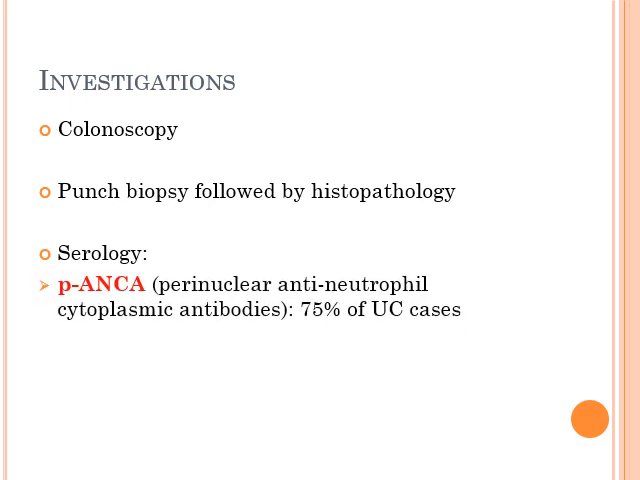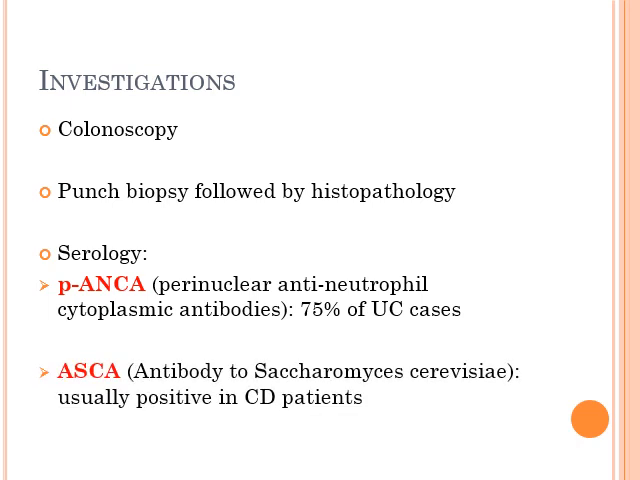You can look for this antibody, perinuclear antineutrophil cytoplasmic antibody, or P-ANCA. This is positive in 75% of patients of ulcerative colitis. Whereas you can do this antibody to Saccharomyces cerevisiae, and this is usually positive in patients with Crohn's disease.